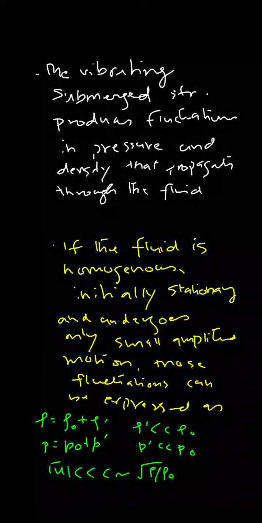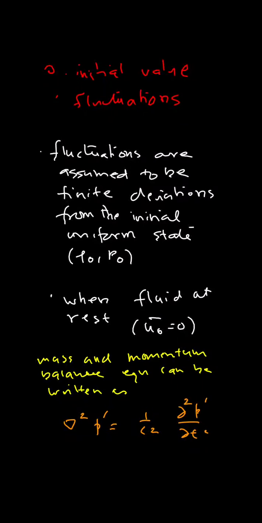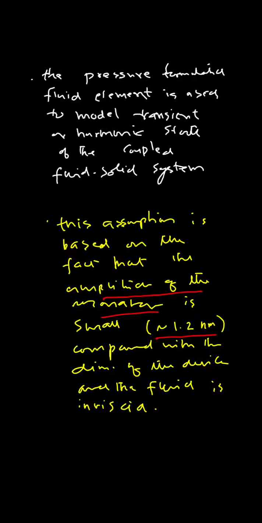these equations. Here 0 is the initial value and dash is the primed one, the fluctuations, as already said. The fluctuations are assumed to be small deviations from the initial uniform state, that is rho 0 and p 0. And when the fluid is at rest, we take the velocity field to be equal to 0. So the mass and the momentum balance equations can be written in this form. Del square p dash is equal to 1 by c square del square p dash by dt square.